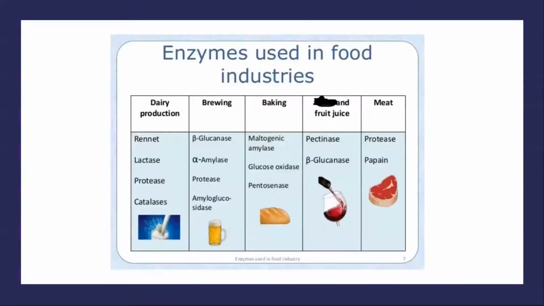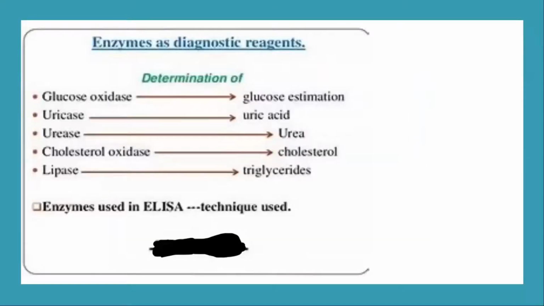Now for the enzymes used in food industries, like in dairy products, rennet, lactase, and protease, and in the brewing industry like beta-glucanase, amylase, etc., and in baking like glucose oxidase, etc., and in fruit juice like pectinase, and for making the food tastier and more digestible, like making the juice more tasty and tenderizing the meat so that it is properly cooked, like protease and pepsin.